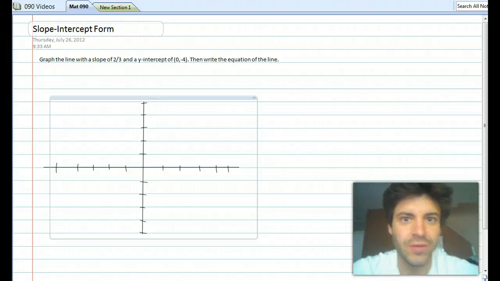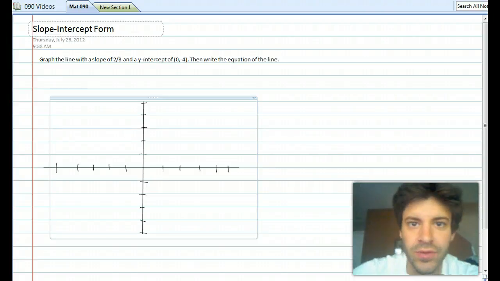Alright, in this video we're going to talk about slope-intercept form. I want to start with a simple example. Graph the line with a slope of 2/3 and a y-intercept of (0, -4). Then write the equation of the line.